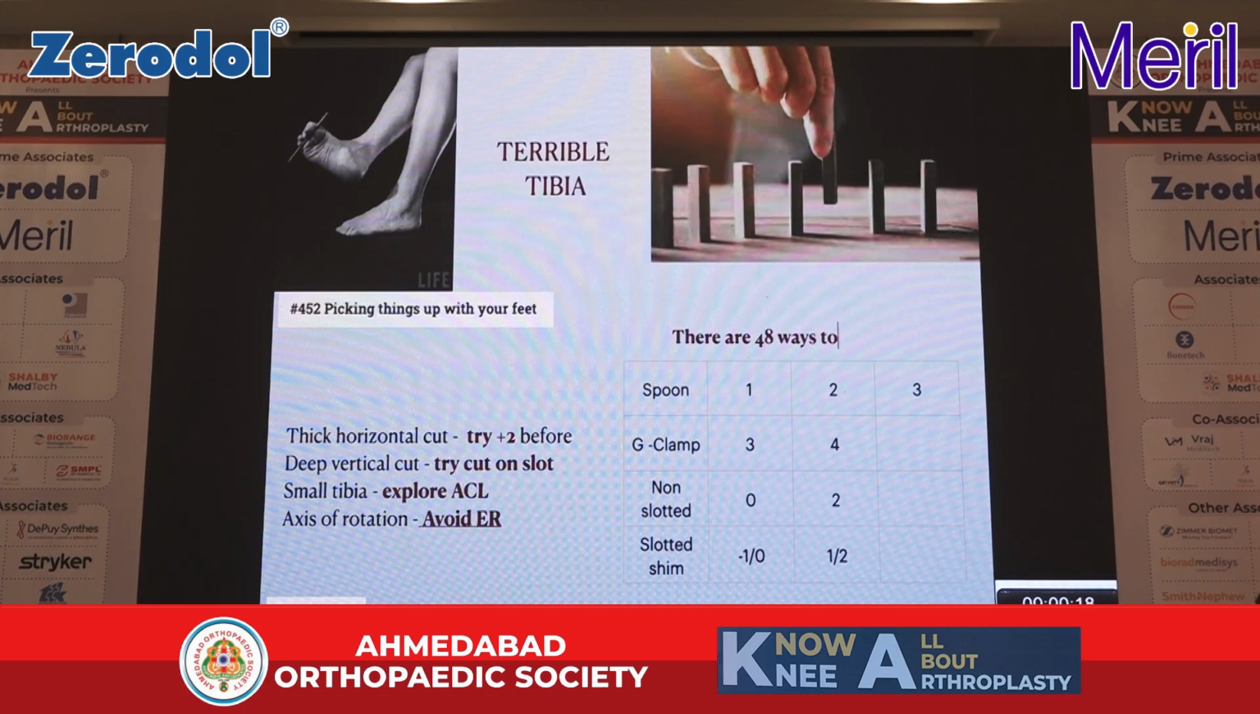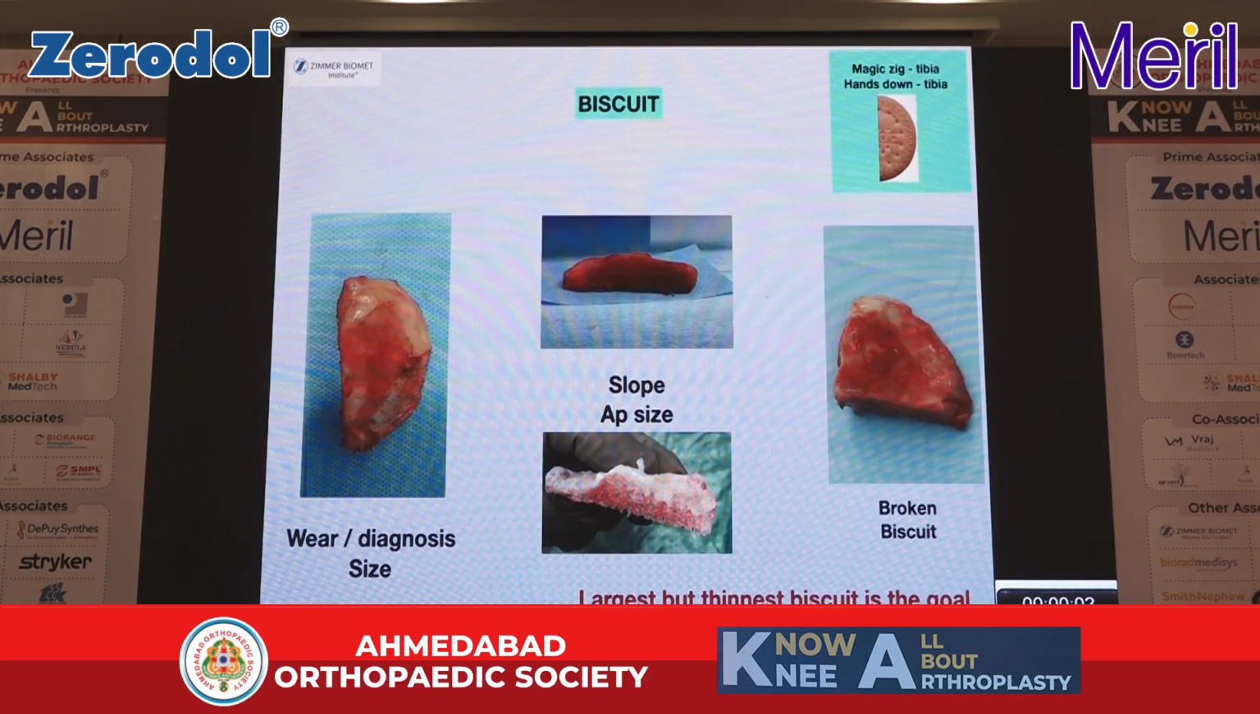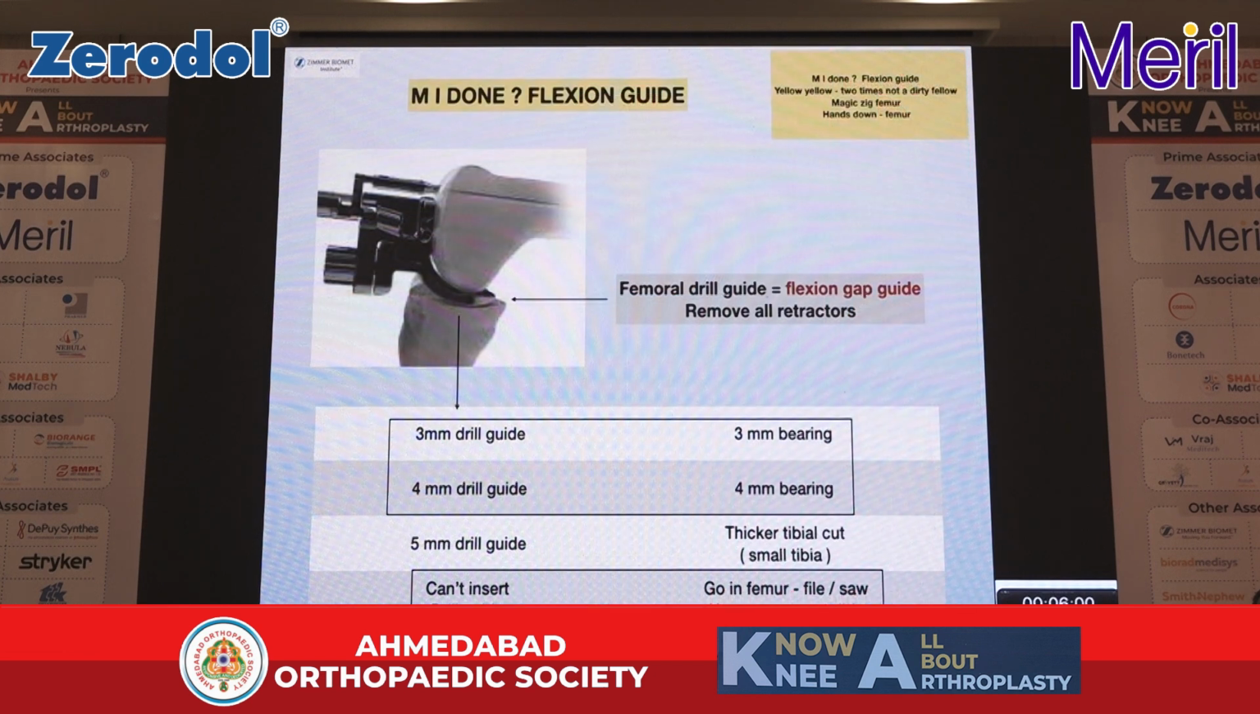Like I have a 120 kg female. So I know she is 120 kg female. I am operating on her, very small bone. I have 48 ways to plan my tibial cut. So once you know the system, how it works, there are more modularities you can plan and avoid the catastrophic complications. Always plan a thinner tibia, avoid thick tibia.